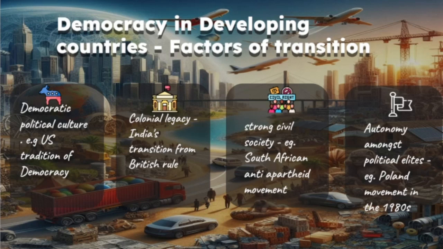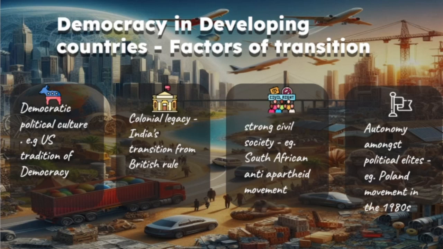Lastly, the autonomy among political elites. The importance of autonomy among political elites: for example, in South Africa, the transition to democracy was facilitated by the willingness of political elites from both the apartheid regime and the African National Congress to engage in dialogue and compromise. Leaders like Nelson Mandela and F.W. de Klerk showed a commitment to peaceful negotiation, which helped prevent a violent transition and laid the foundation for a democratic South Africa. So why is this important?